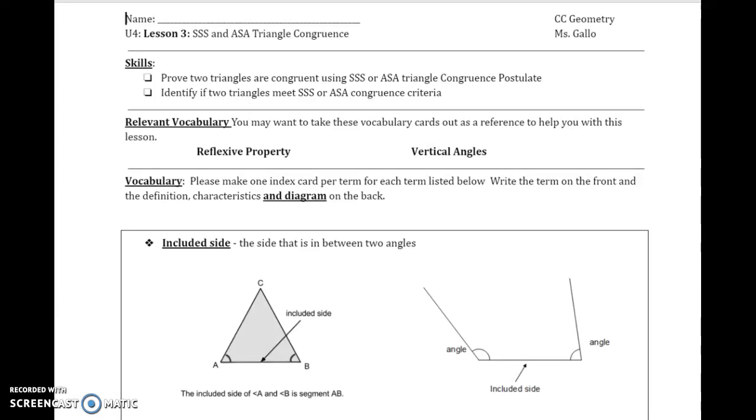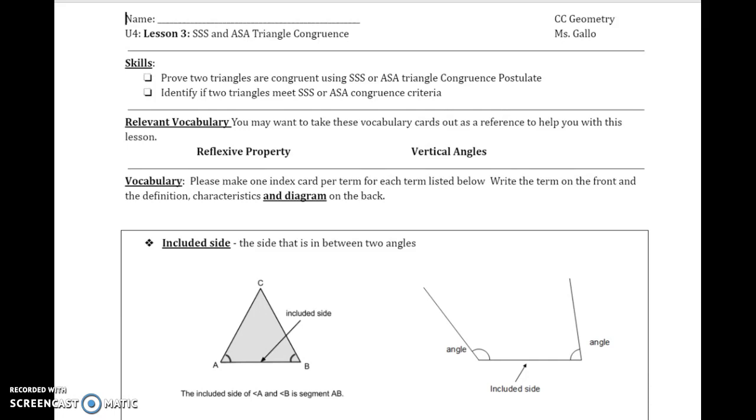Unit 4, Lesson 3. In this lesson, we're going to discuss two more methods of triangle congruence, which will be the side, side, side, and the angle, side, angle. So we'll learn to prove two triangles are congruent using these two methods, and we'll identify if two triangles meet those criteria, either side, side, side, or angle, side, angle.